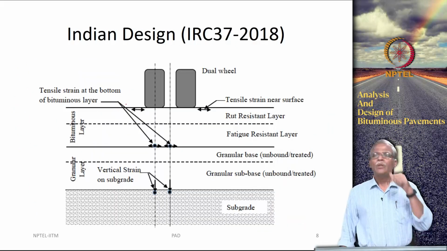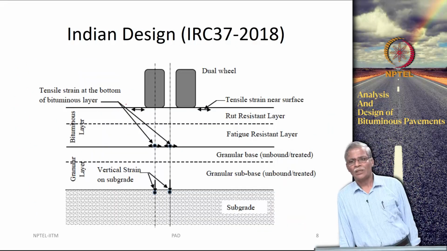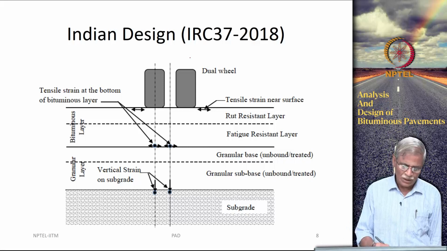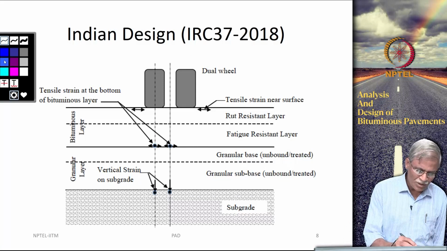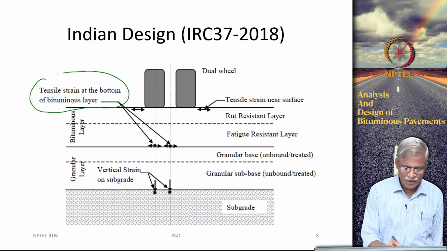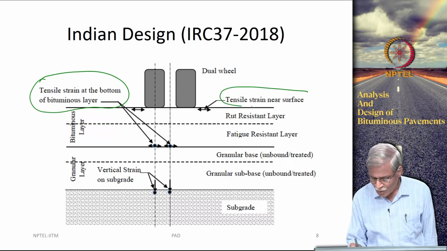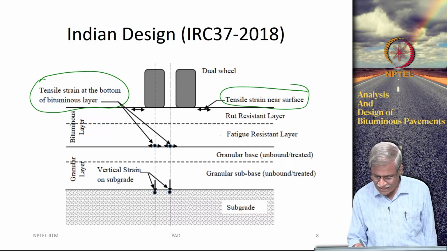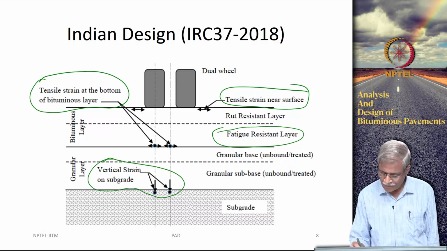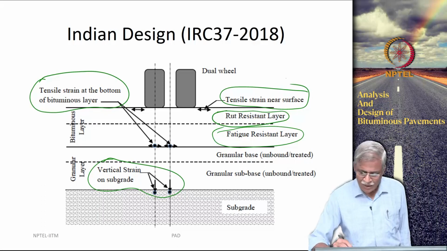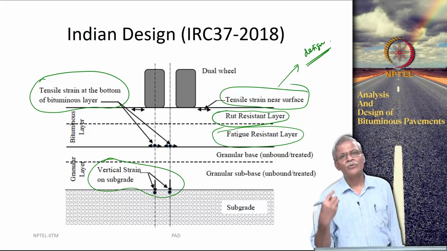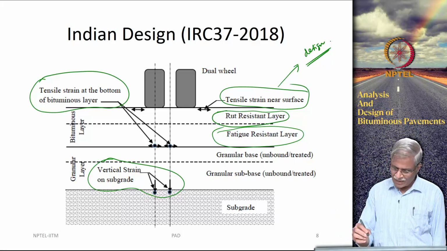So, let us come to the IRC 37 2008 cross section and see what it says. Now, there are many design aspects that are introduced here. So, let me just give you a clue about what are these design aspects. These words that you see here: fatigue resistance layer, vertical strain on the subgrade, rut resistance layer. So, all these things that are written in green color come from the perspective of design. So, first let us take a look at the cross section.